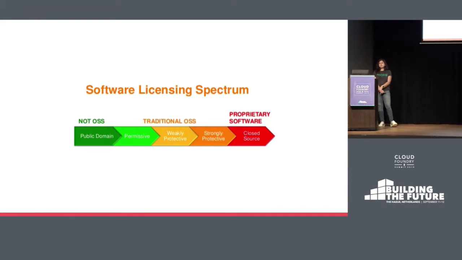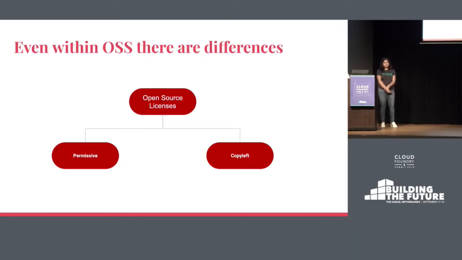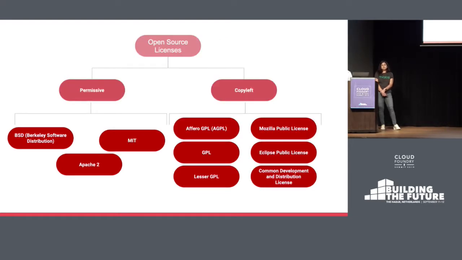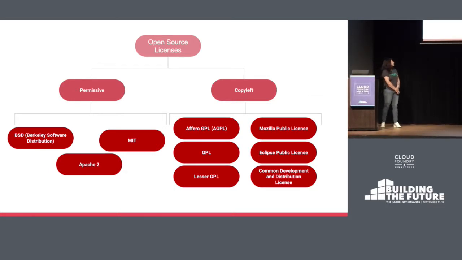And for software, open source software, you have the traditional OSS tends to be in the middle. So you're between permissive and protective. There are still some rights there, but it's not proprietary. And within open source software, you have two different kinds of licenses there. So you have permissive licenses and you have copyleft. And the permissive licenses are the ones that are more popular. So you've probably heard of the Berkeley Software Distribution, the MIT license, Apache 2. And for copyleft, you may have heard of GPL or Mozilla or Eclipse.